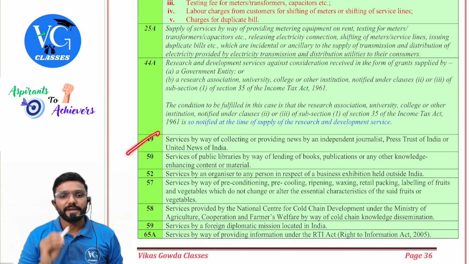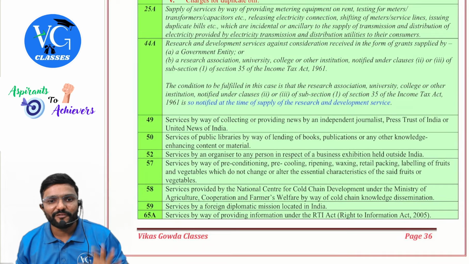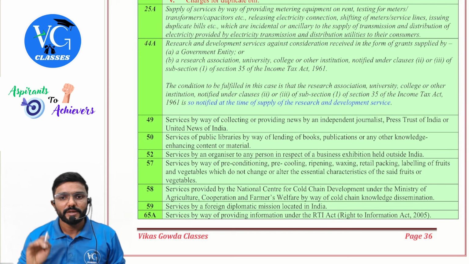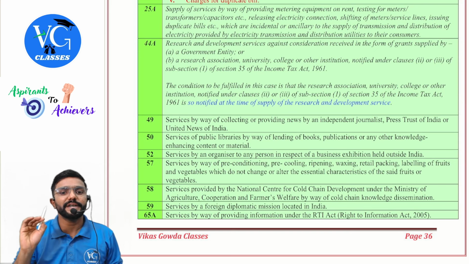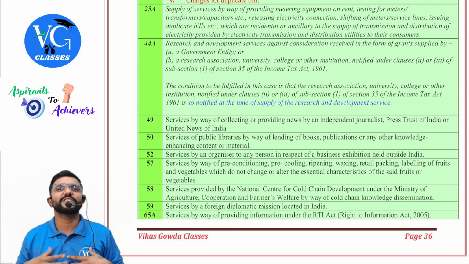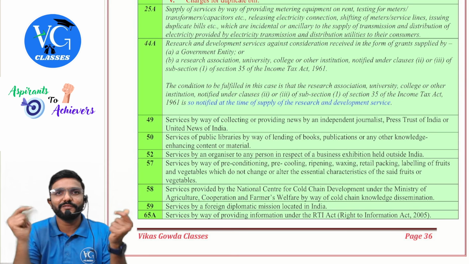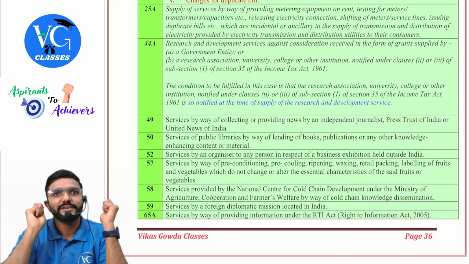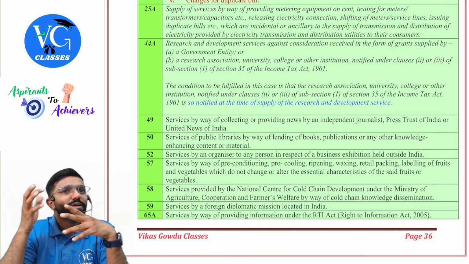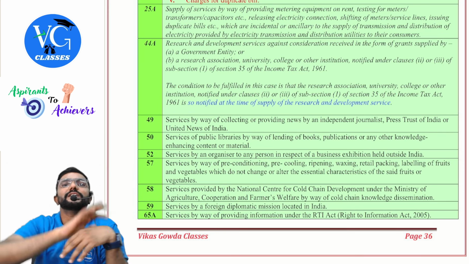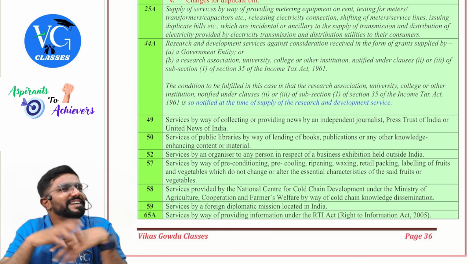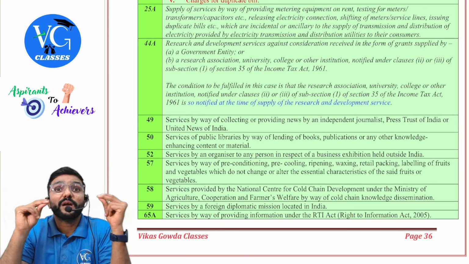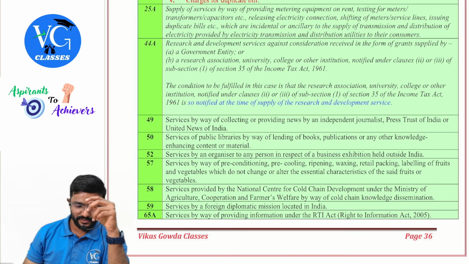Next, 49. Services by way of collecting or providing news by an independent journalist, Press Trust of India or United News of India. Now assume I am working as an independent journalist. Whatever information I get, I share it with the news channel. They pay me. Is it exempt? Yes. Sir, what if I am an employee of a particular news channel? Then it is covered in the negative list. I am not an employee. I am an independent journalist.